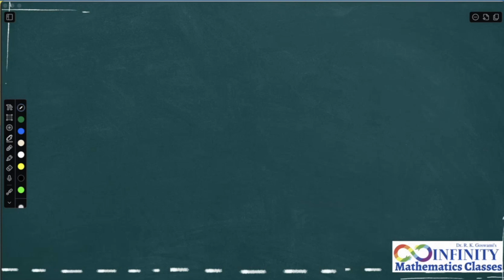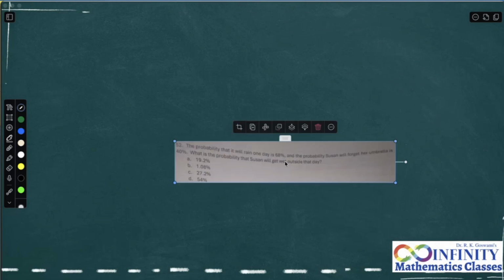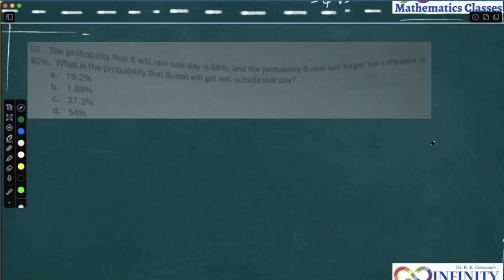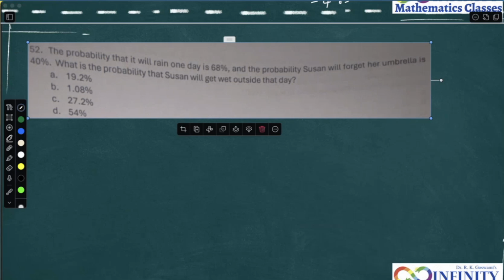Thank you. Let me try this question. Please help me in reading the question. Then we'll try to discuss what we can do here. The probability that it will rain one day is 68%, and the probability Suzanne will forget her umbrella is 40%. What is the probability that Suzanne will get wet outside that day?